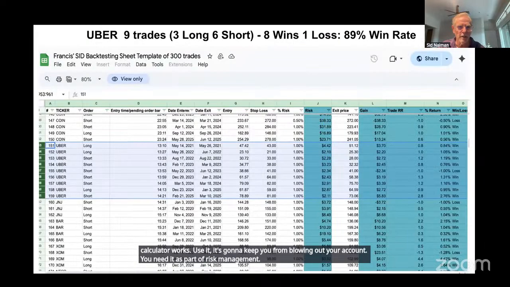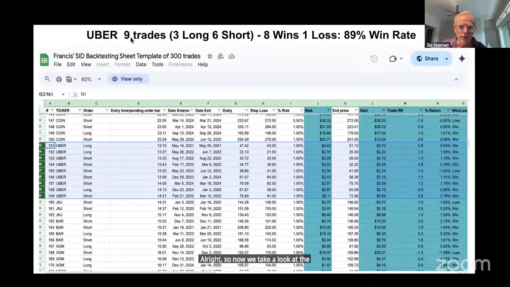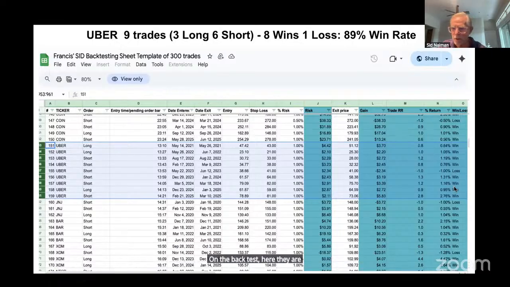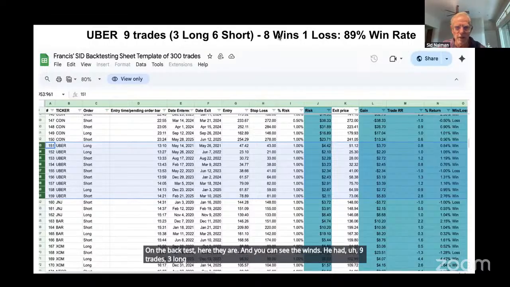All right. So now we take a look at the Uber trades that Francis did, and he did 9 Uber trades on the back test. Here they are. And you could see the wins. He had 9 trades, 3 long, 6 short, 8 wins and 1 loss, 89% win rate.